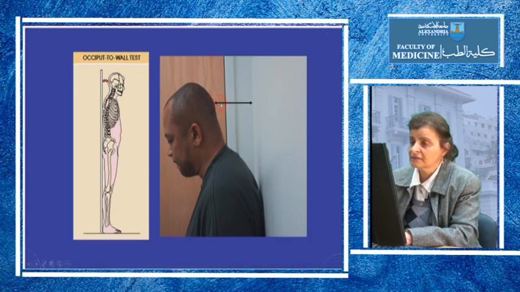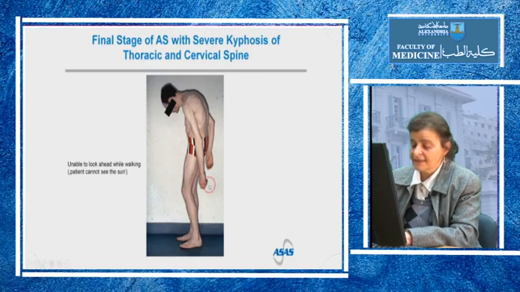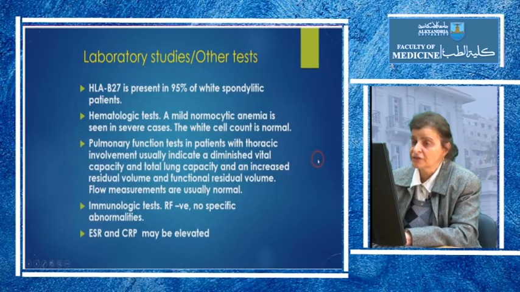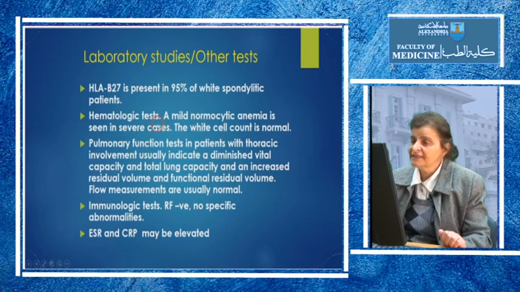This is the classical occiput to wall test that we see in our patients, and another example of the Schober test. This is, as I said, the end stage severe kyphosis that we do not want to see in our patients. So lab tests, HLA-B27, as I said, and don't forget also to do your routine tests, including the CBC, where you might find mild anemia.